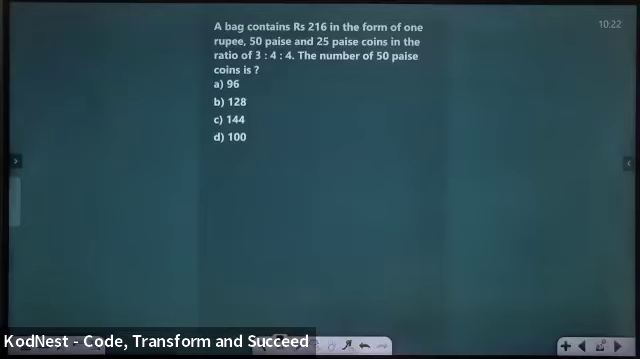Now try this question. There is a bag which contains 216 rupees in total. Now, different coins are there. 1 rupee coin, 50 paise coin, 25 paise coins. The number of coin ratio is given. So how would you identify that how many 50 paise coins are there? Start please.